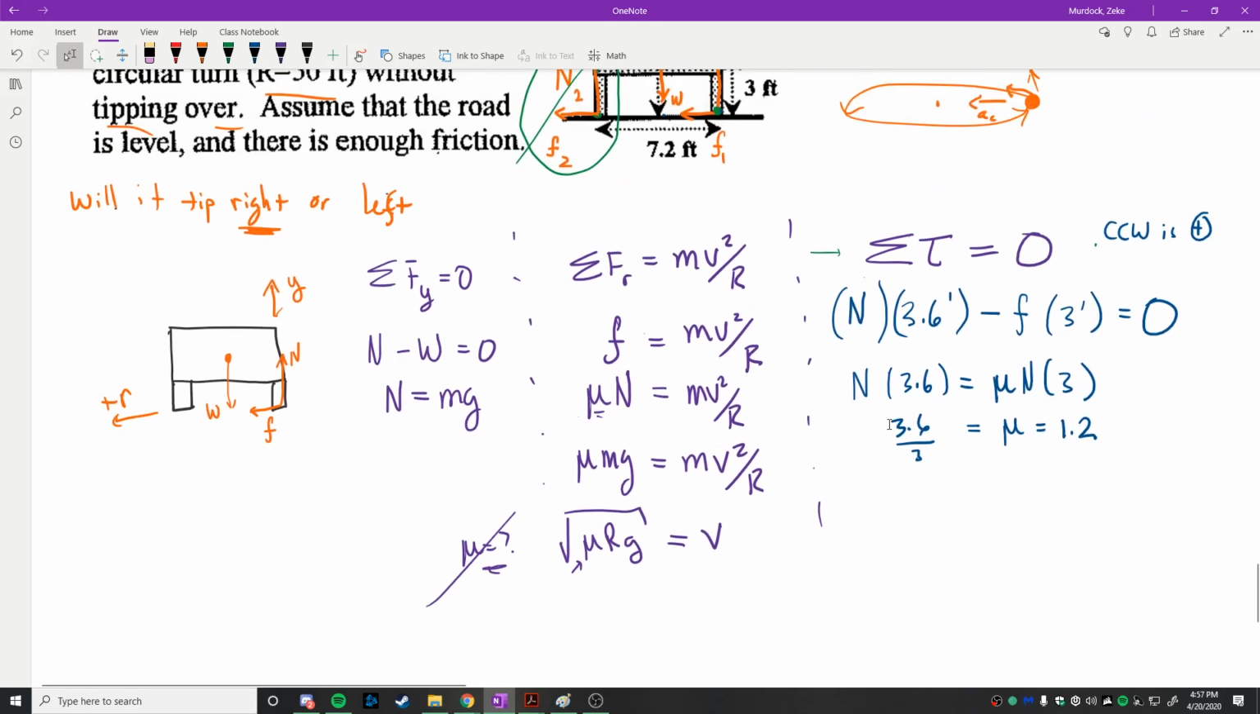It's kind of why I didn't want it. I wanted to solve this without using mu, and maybe we'll go back and do that in a second. But given that, if we plug that in here, we'll get the square root of 1.2 times the radius, which is 50 feet. And then if this is in feet, we have to use 32 feet per second squared. And that should be V.